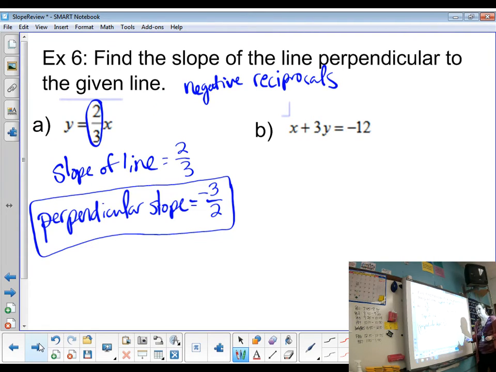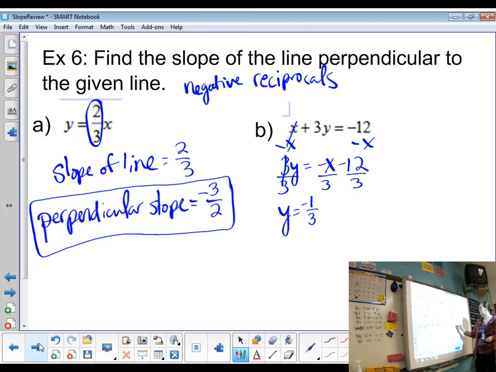For part B, this one is not in slope-intercept, y equals mx plus b form, so I have to solve for it. So I'm going to start off by subtracting the x. I have 3y equals negative x minus 12. And then we would divide everything by the 3. So I have y equals negative 1/3 x minus 4.